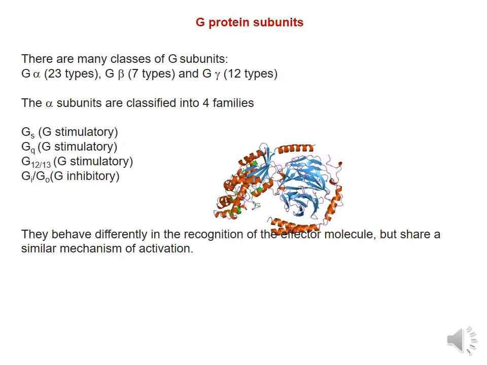There are the GS subunits, GQ subunits, and G12/13 subunits. They're all stimulatory, while the GI or GO subunits have inhibitory functions. And here you can see a structure of how a G alpha subunit looks. So the composition of the different subunits and different types provides different ways of recognizing the effector molecule, but they all share a similar mechanism of activation.